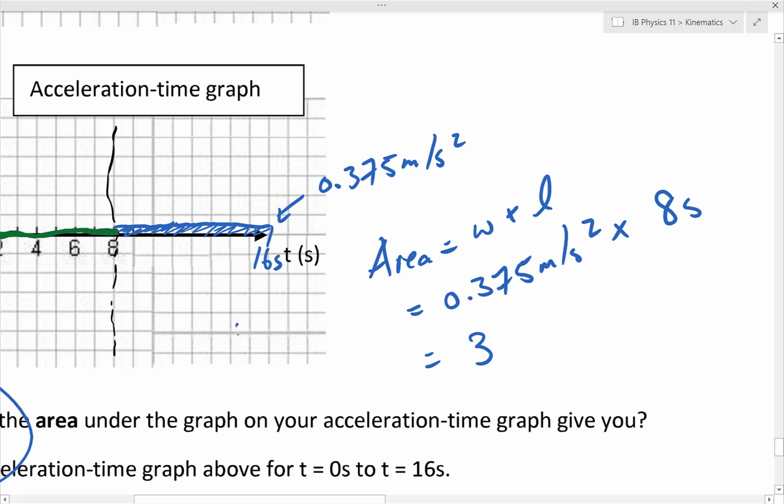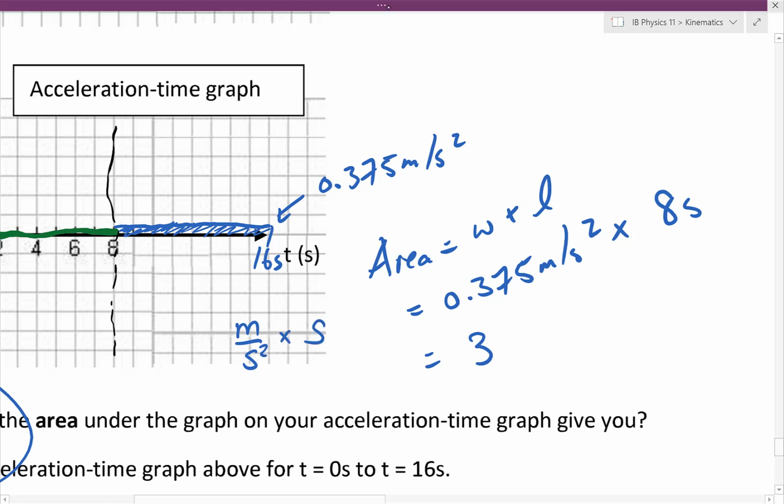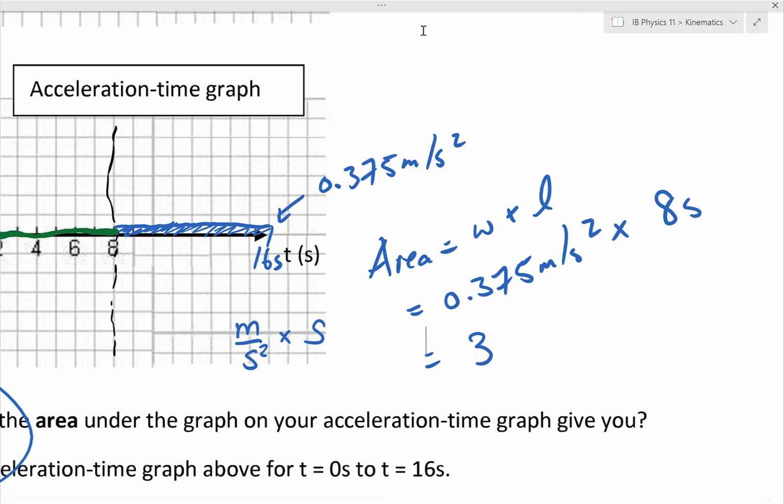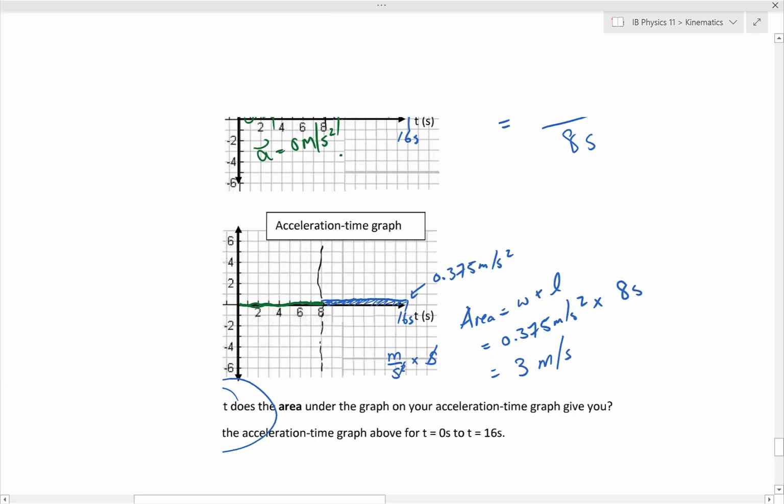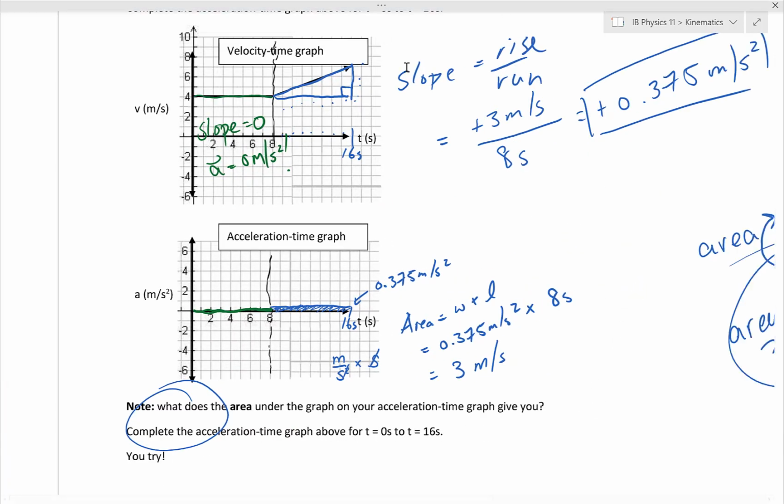Well, let's do a quick check. We have meters per second squared times seconds, and if we did that, one of the seconds cancels out, leaving us with 3 meters per second. So, hey, look! It gives us the 3 meters per second that we found above when we talked about this height, or the rise in our slope. But what does that actually mean? What does this rise mean for our slope on a velocity time graph?